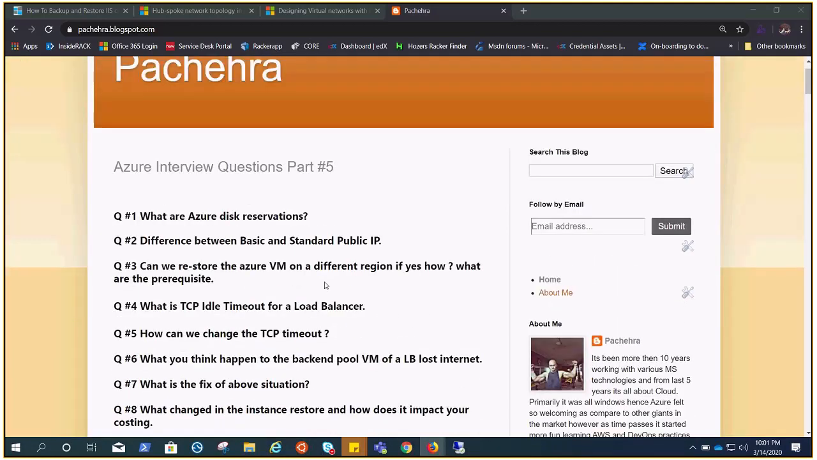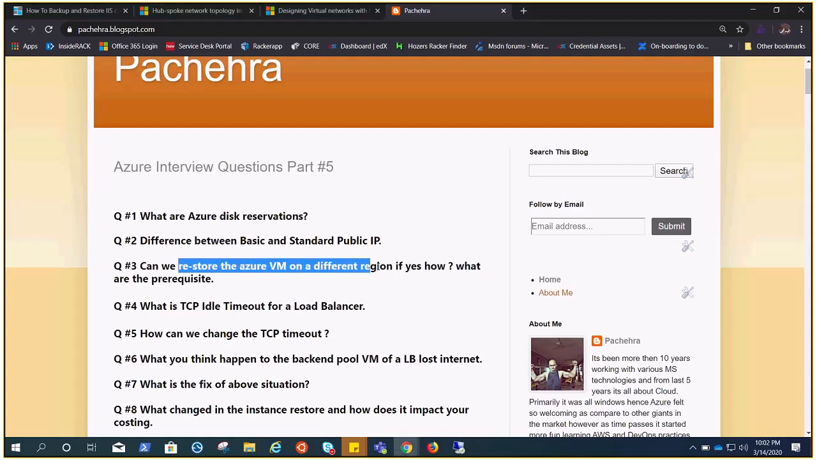Now, can we restore the Azure VM on a different region? If yes, how? What are the prerequisites? Well, this is a tricky question, a wonderful question though, where you can show your interest, your presence in the Azure. For example, we all know this is not generally available. So what exactly the interviewer wants to know is whether you are up to date, whether you read the Azure update blogs, or you are aware of the Azure announcements. That's what he is looking for. And second, if you do, then how these things can be done.